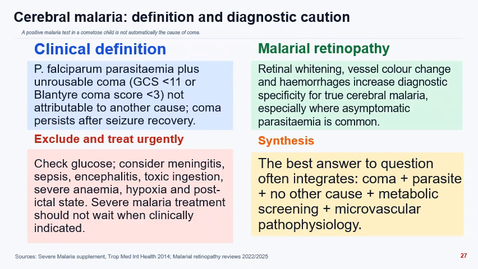The crucial caution is that a positive malaria test in a comatose child does not automatically prove malaria is the cause. So check glucose immediately, consider meningitis, sepsis, encephalitis, toxic ingestion, hypoxemia, severe anemia, and prolonged post-ictal depression. Treat suspected severe malaria urgently, but continue searching for alternative causes. Malaria retinopathy, retinal whitening, vessel color changes, and hemorrhage can increase the diagnostic specificity because the retina reflects the cerebral microvasculature.